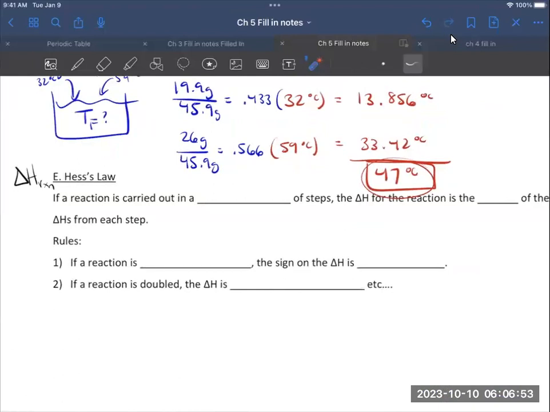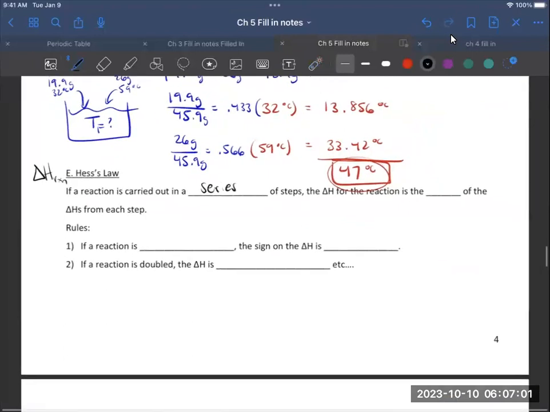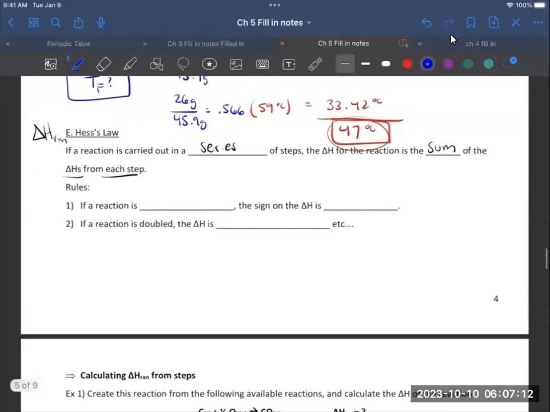So if a reaction is carried out in a series of steps, the delta H of the reaction is the sum of the delta H's from each step. Okay, so here are some rules that we need to follow. If a reaction is reversed, the sign on the delta H is flipped. You guys saw that in your homework the other day. So if a reaction is reversed, we saw if the sign was positive, it becomes negative, and vice versa.